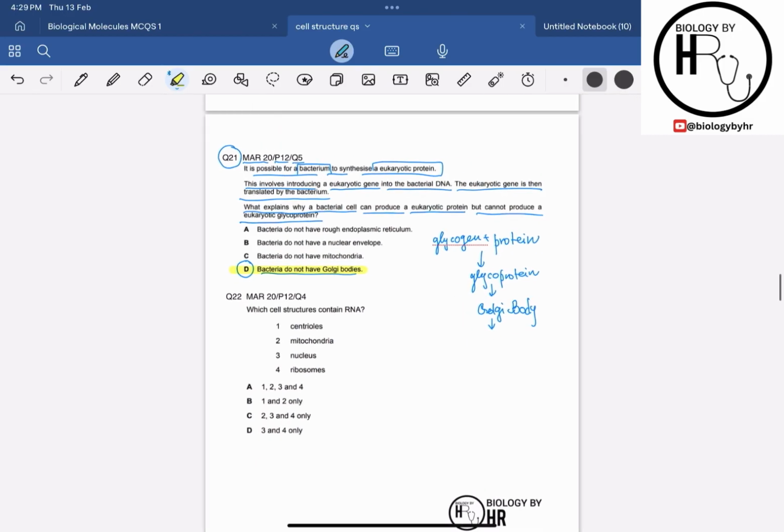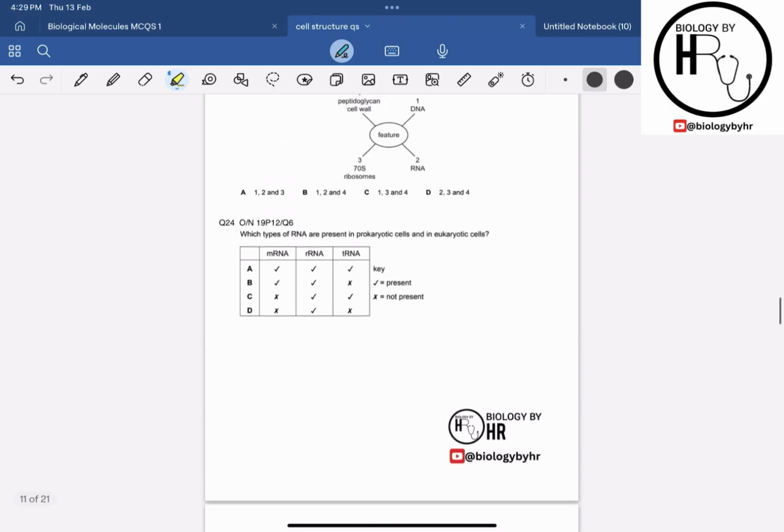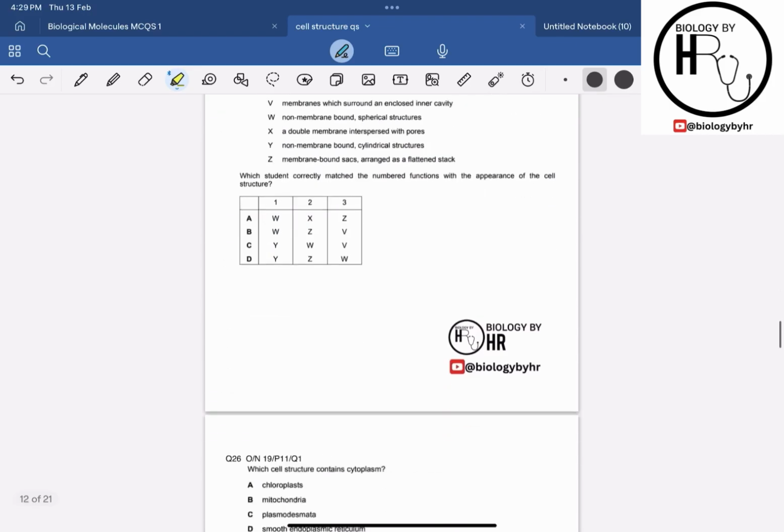Alright everyone, so that was it for today's class. In the next class, we will discuss the remaining MCQs of the cell structure.